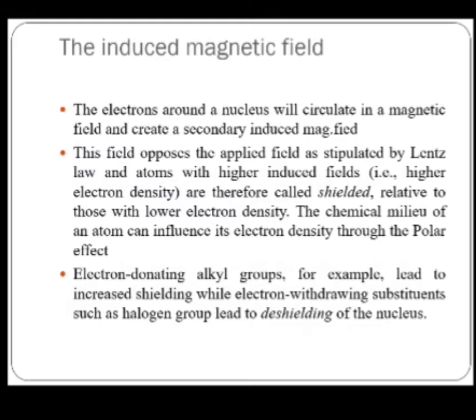The chemical environment of an atom can influence its electron density through the polar effect. Then the next point is very important: electron donating alkyl groups, for example, lead to increased shielding, while electron withdrawing substituents such as halogen groups lead to de-shielding of the nucleus. So friends, in simple words, the electron withdrawing group pulls electrons toward itself and therefore shows the de-shielding effect, and the electron donating group shows the shielding effect.